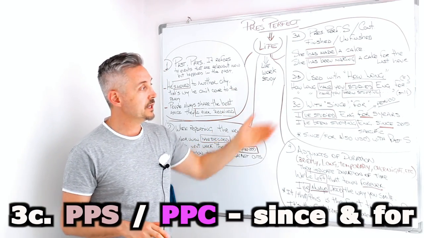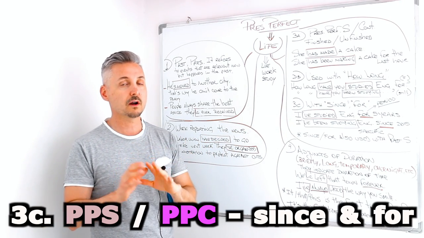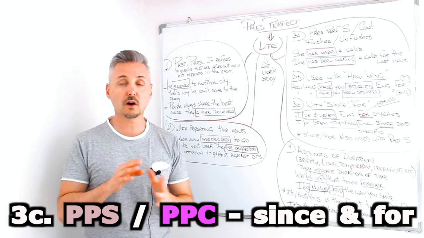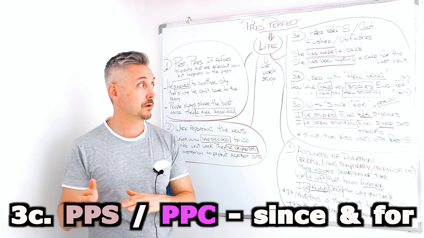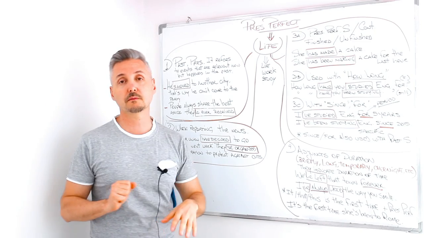Now, the third point I listed here is with since and for. Remember that since and for can also be used with the past simple, but generally speaking, we use it with the present perfect.